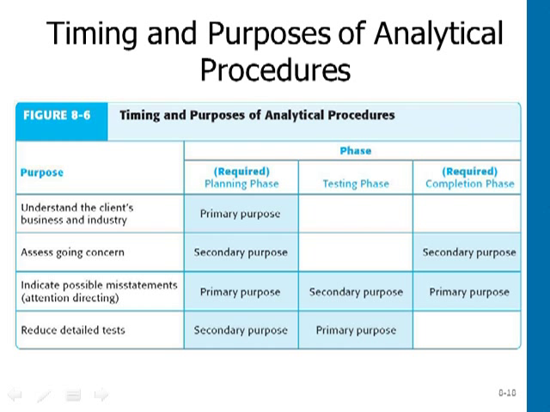It's also required during the planning phase where the goal is to indicate possible misstatements, and so it's during this planning phase that it might help us focus our efforts. It's secondarily used with respect to possible misstatements during the testing phase, and again, that's to help inform the results of our testing. And it's also required at the completion phase, again, to confirm and help point to risk for possible misstatements.